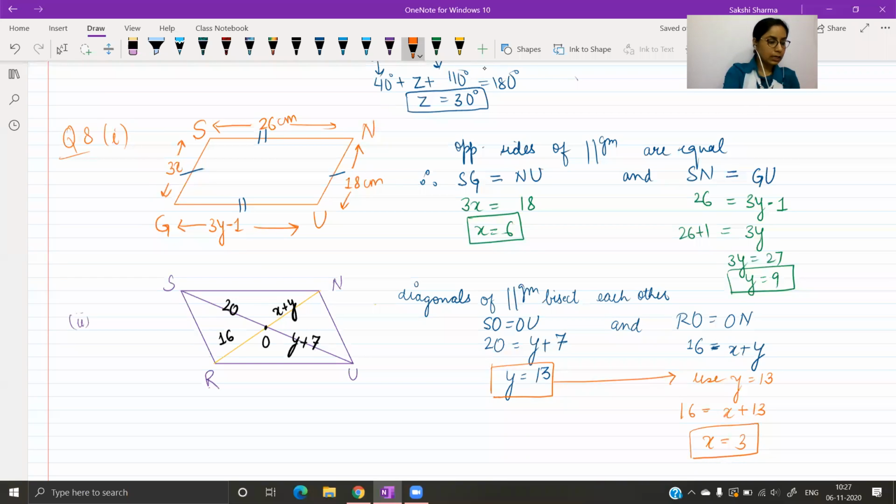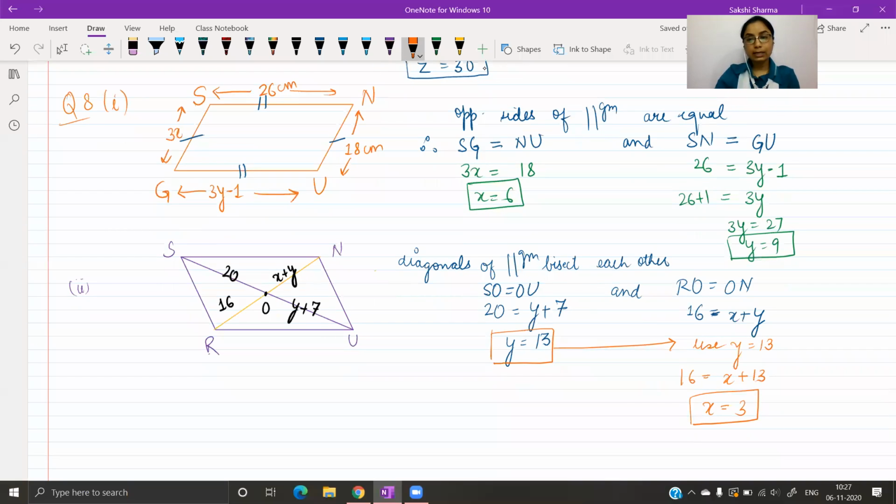So these are the two values of the variables which were missing and representing lengths in centimeters. If you want, you can give your answer, even with the previous case, you can mention centimeters along with the answers. Anyone with any questions in these two parts?